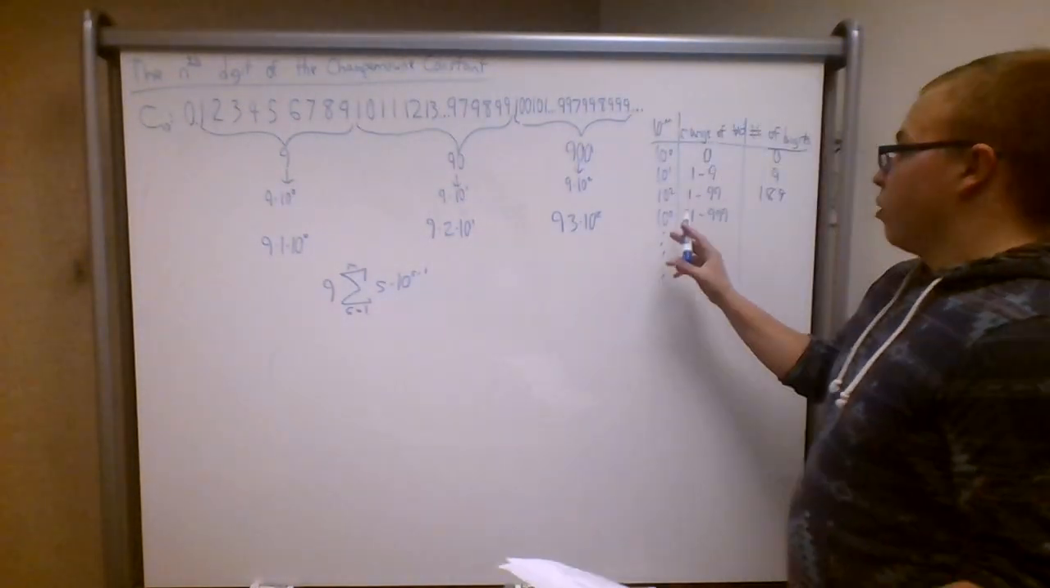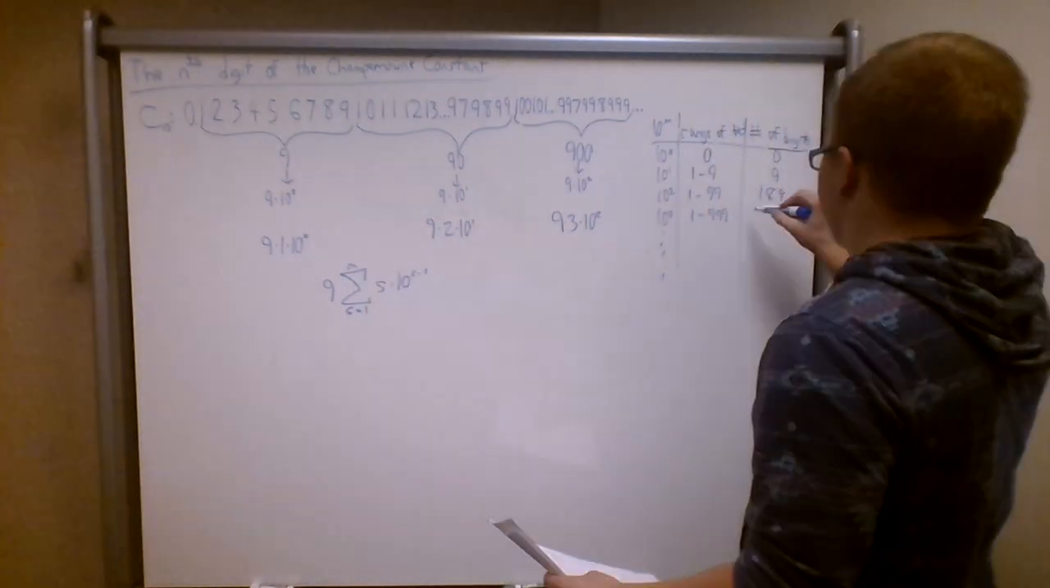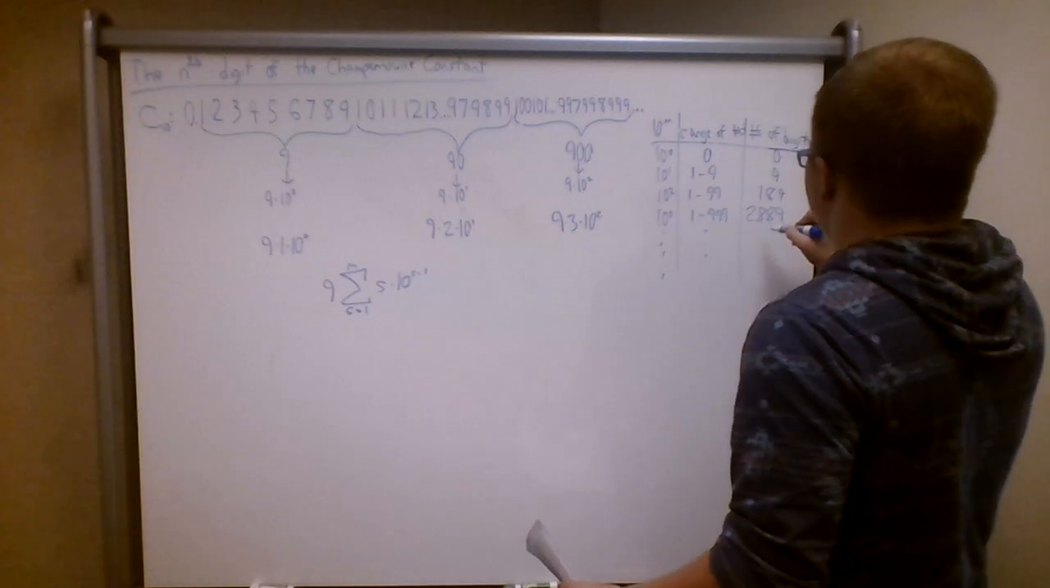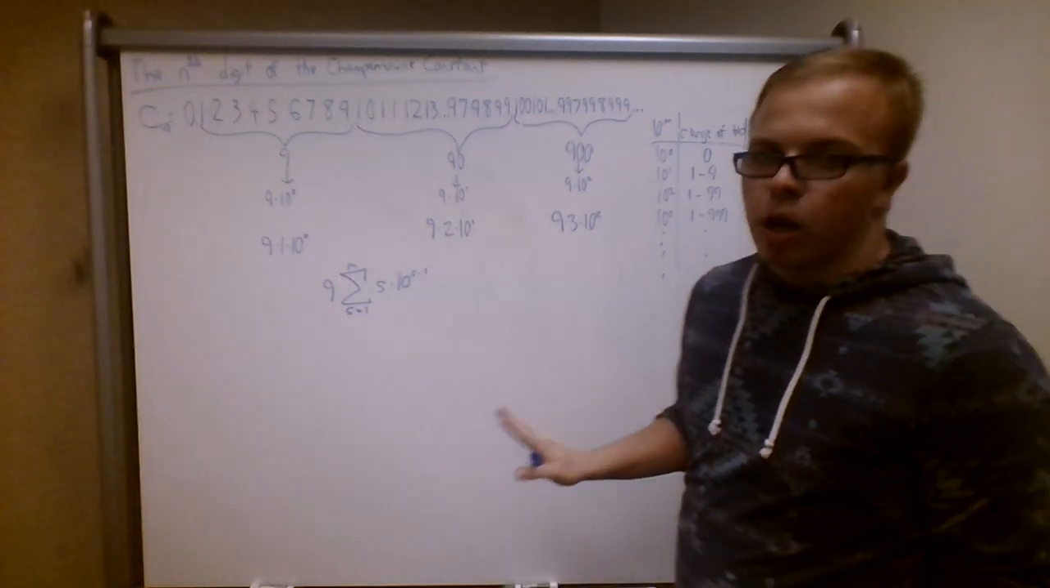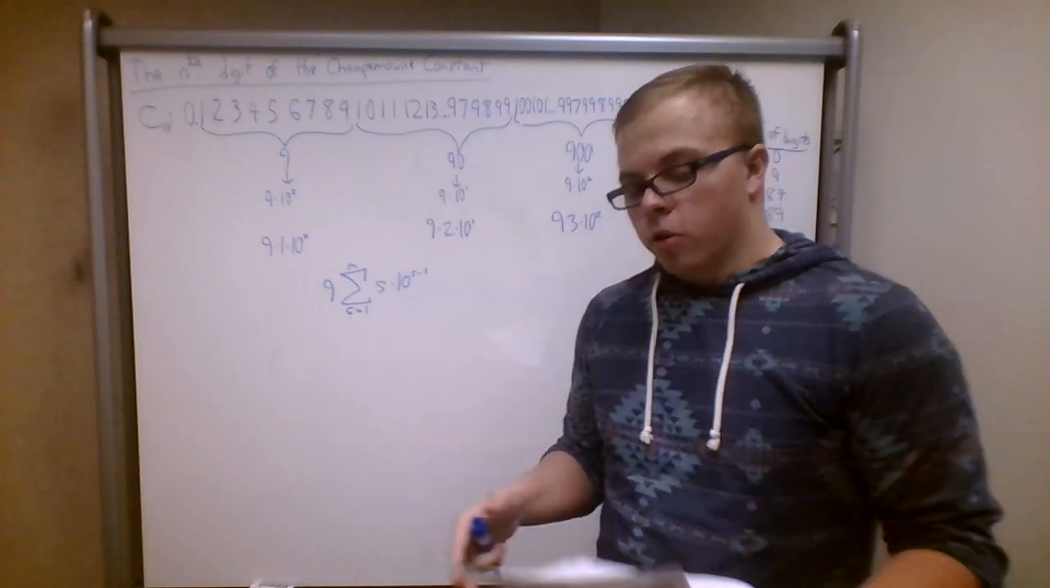With a similar process, plugging in 3 for m, we're going to get 2,889. In this process, you can carry on, and we're not going to go any farther because we're only trying to solve for the 1,000th term of this.